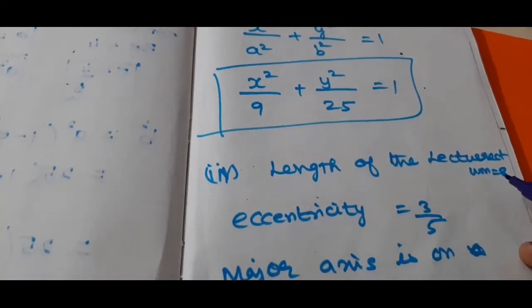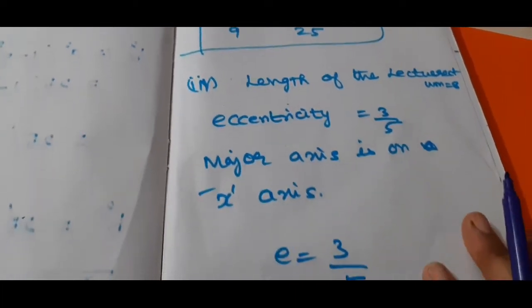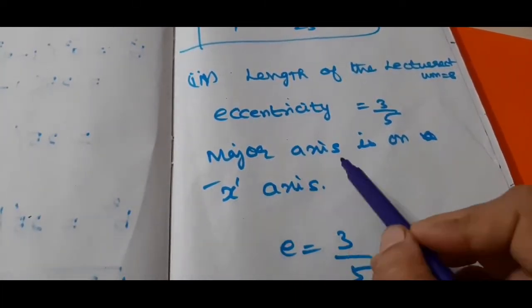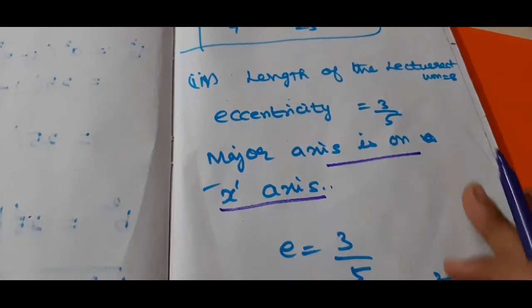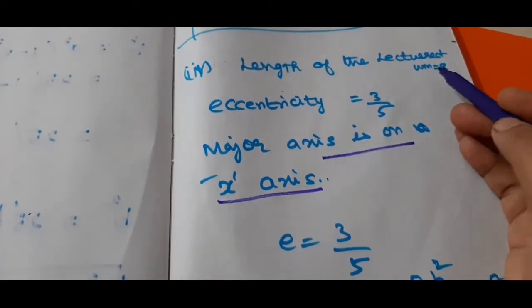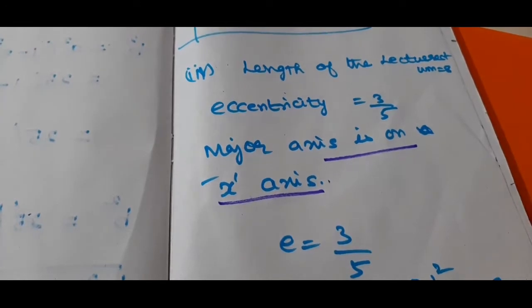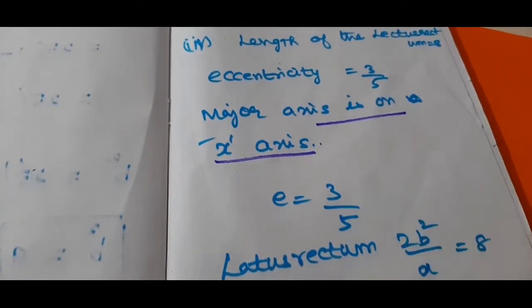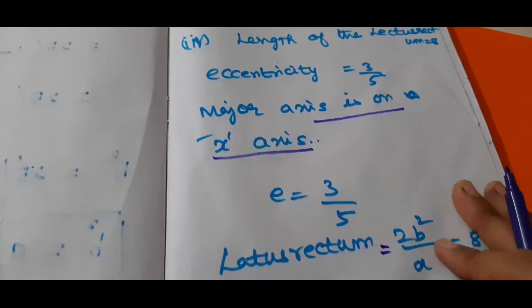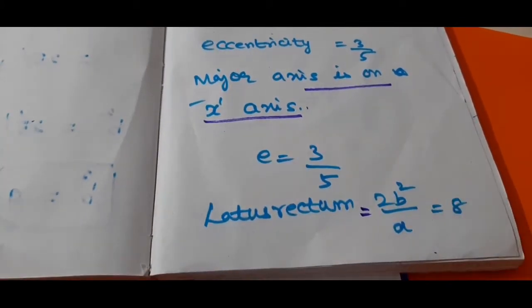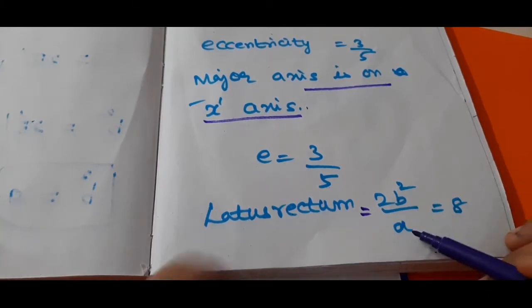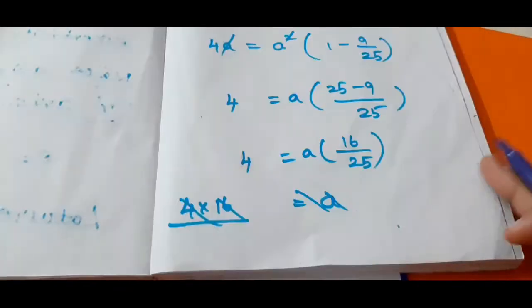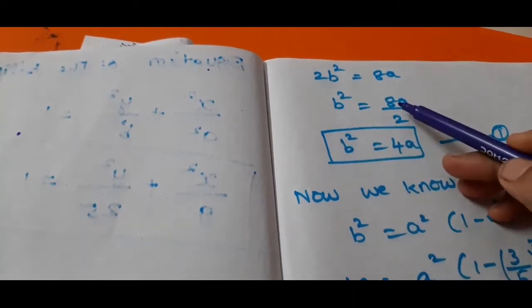Length of the latus rectum is 8 and eccentricity is 3 by 5. Major axis is on x axis. So this is the statement given. Length of the latus rectum is 8. Eccentricity is 3 by 5. Latus rectum formula I know: 2b square by a is equal to 8. From this I can find out what is b square. So 2b square is equal to 8a. b square is equal to 8a by 2. That is b square is equal to 4a.